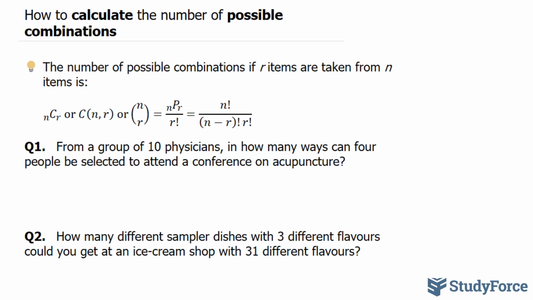In this tutorial, I'll show you 5 examples on how to calculate the number of possible combinations. Let's start with a bit of theory.